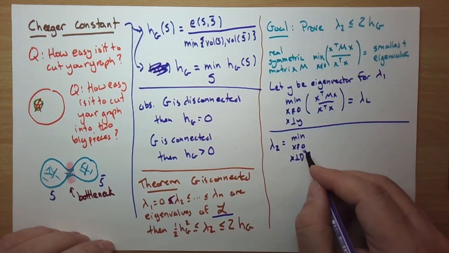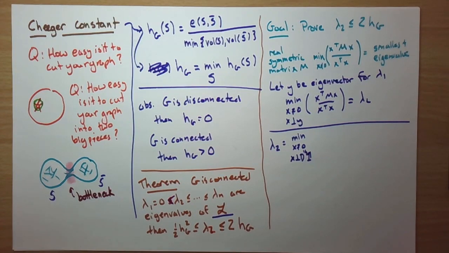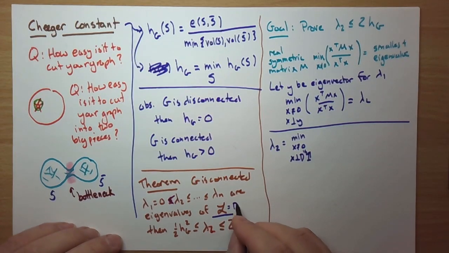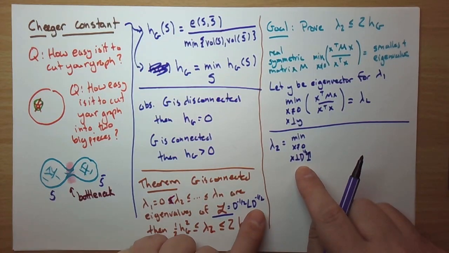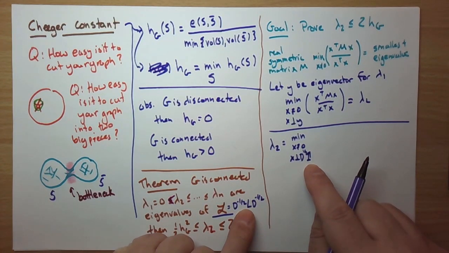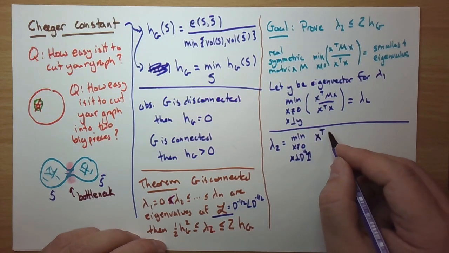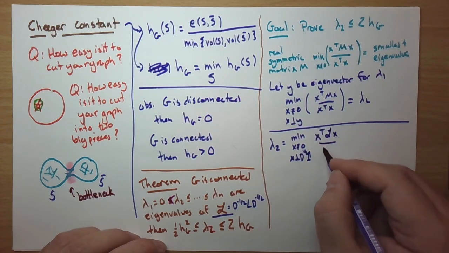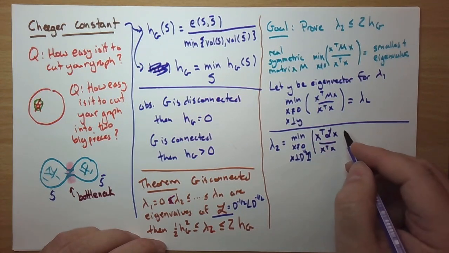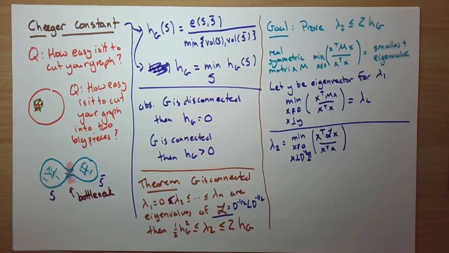It's d to the 1/2 times all ones. And as a reminder, this is d to the minus 1/2 L d to the minus 1/2. So the d to the 1/2 and d to the minus 1/2 cancel. Then L times the ones vector is 0 because your row sums are 0. And once you're 0, you're 0. All right, so that's x transposed Lx over x transposed x.